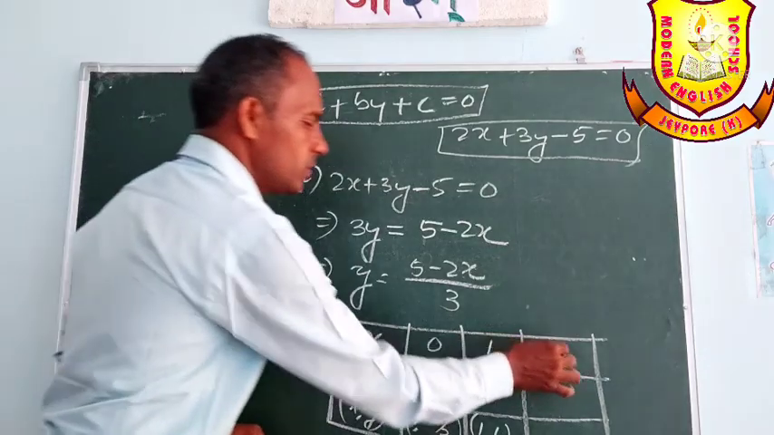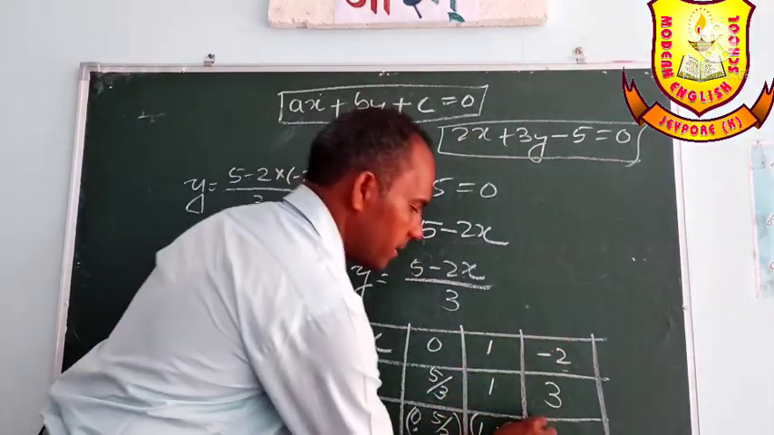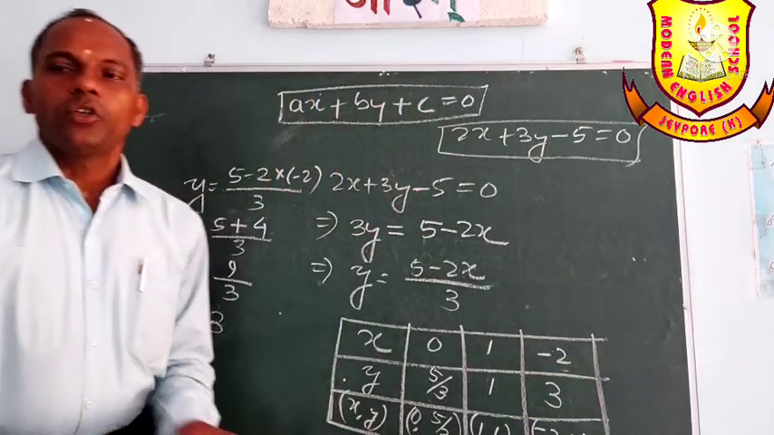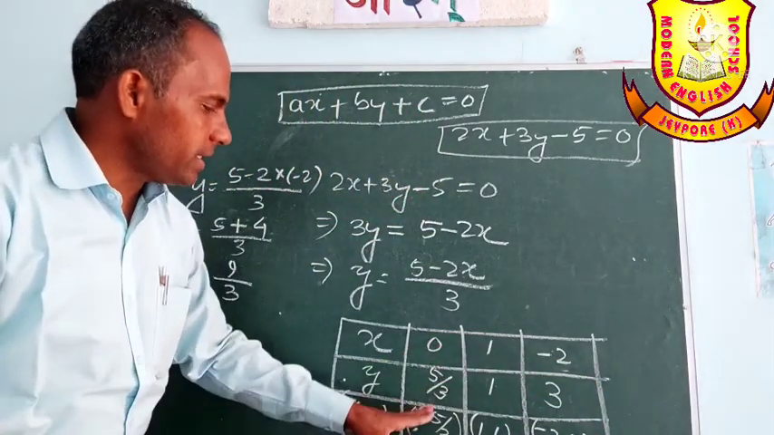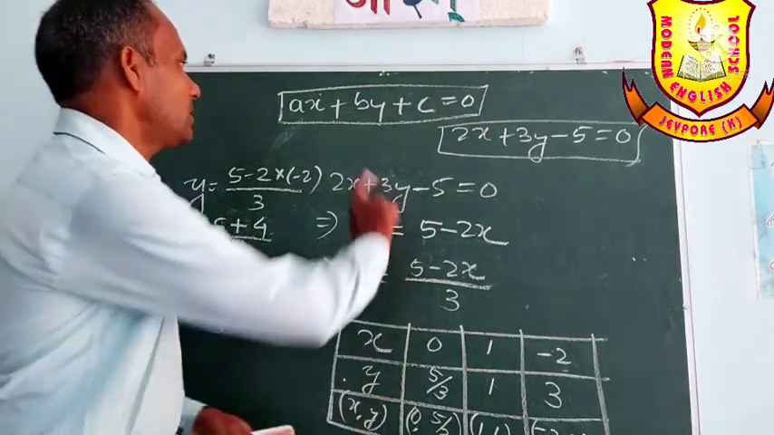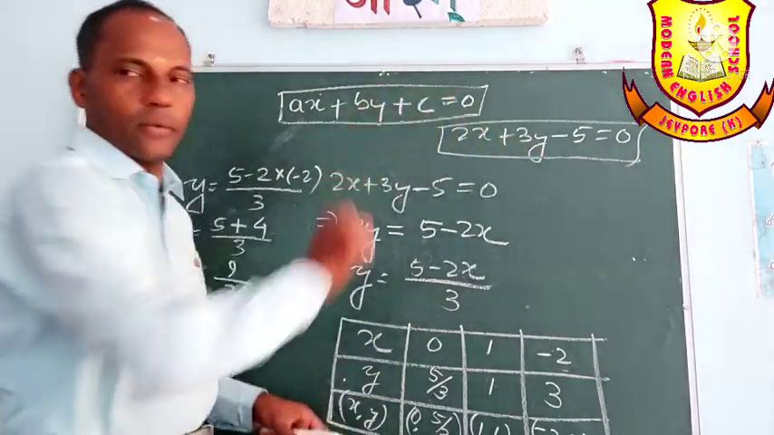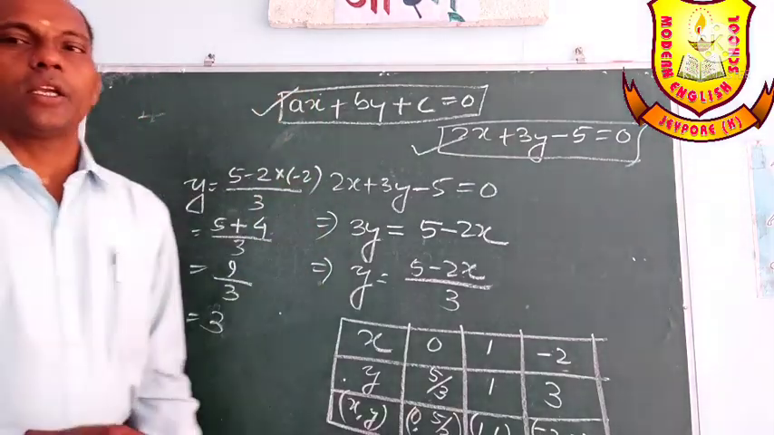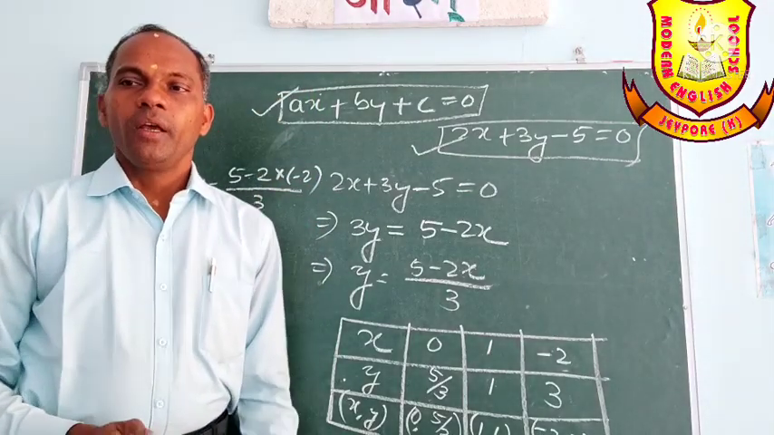So this is minus 2, this is 3. And this one, minus 2, 3. Okay, so this way, these are the solutions of this linear equation in two variables. Here I took the example. This is the general form of a linear equation in two variables.